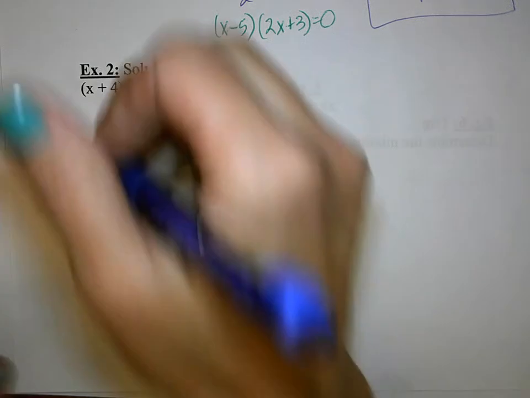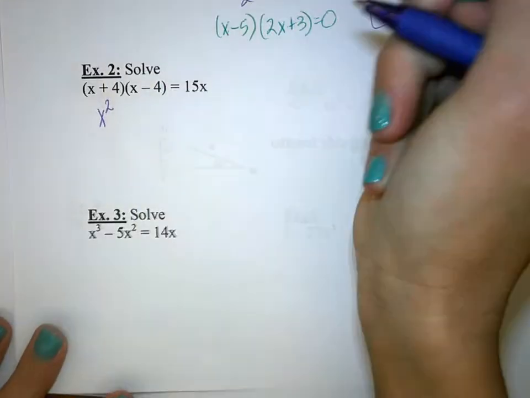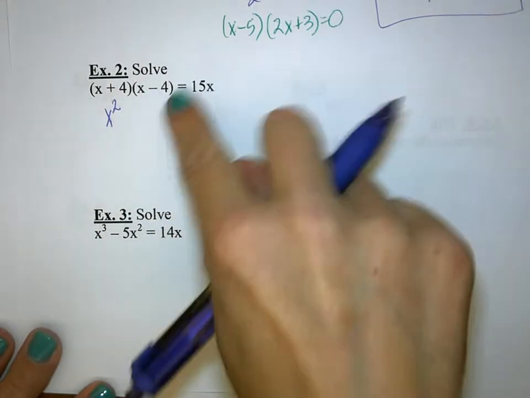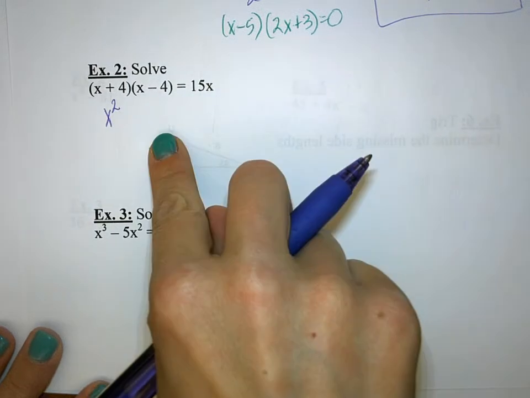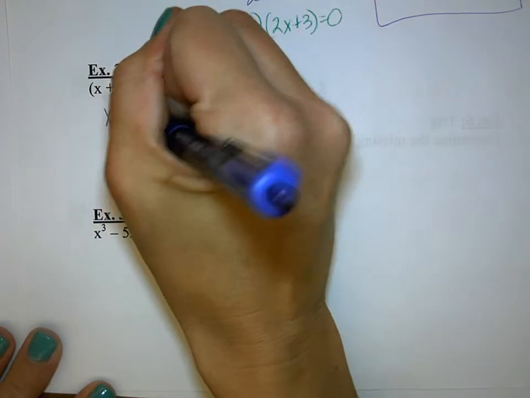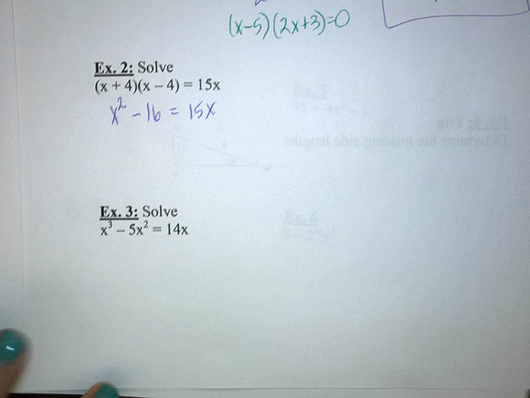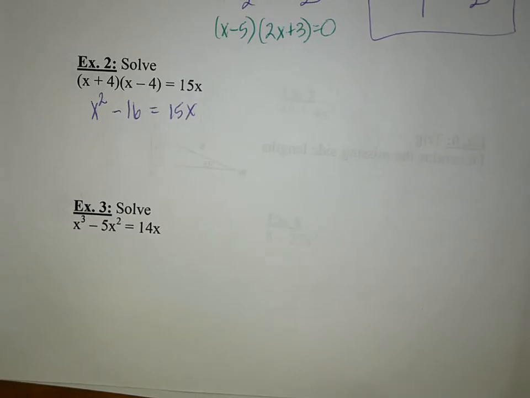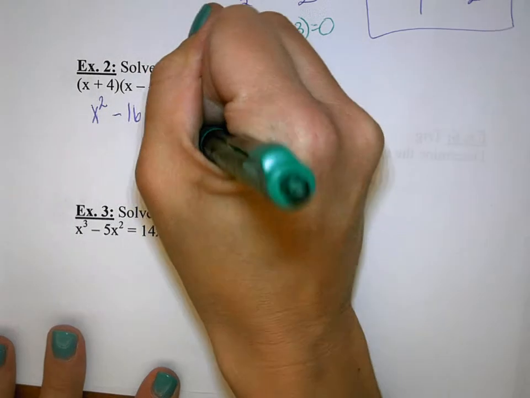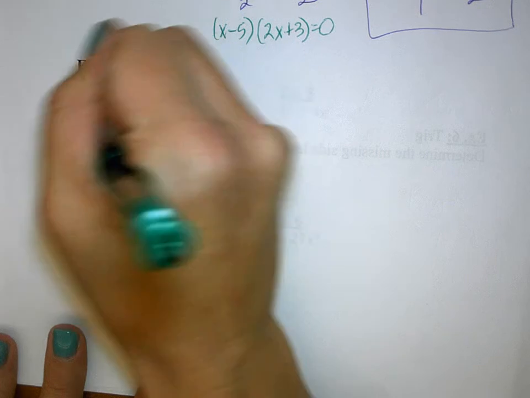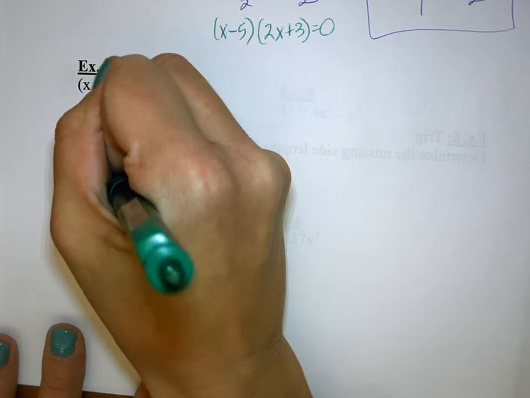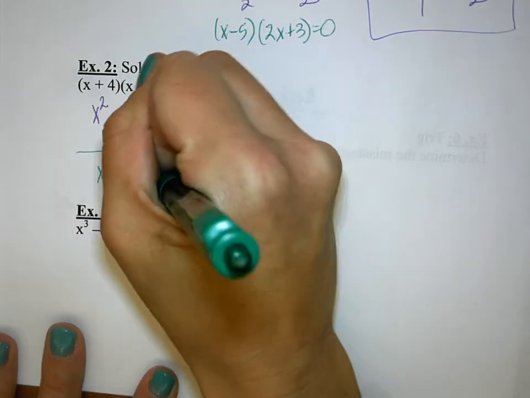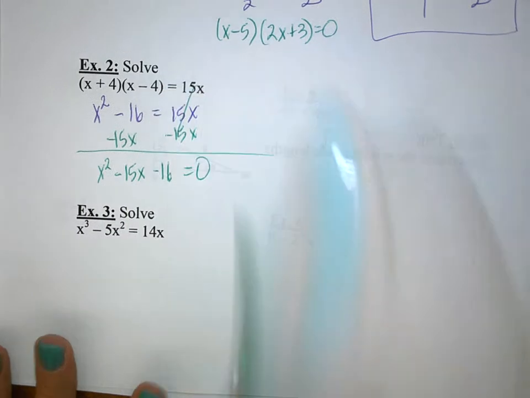It's going to be x squared what? Well, let's just do this first. This is going to end up being x squared what? Minus 16 equals 15x. And then let's go ahead and move over the 15x. So we'll subtract 15x to both sides. And we end up with x squared minus 15x minus 16 equals 0.